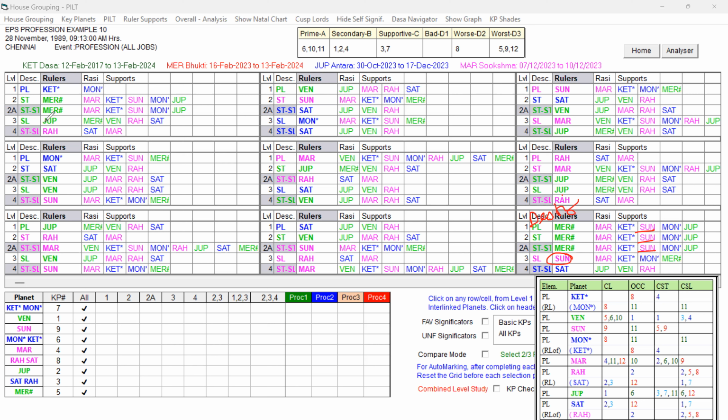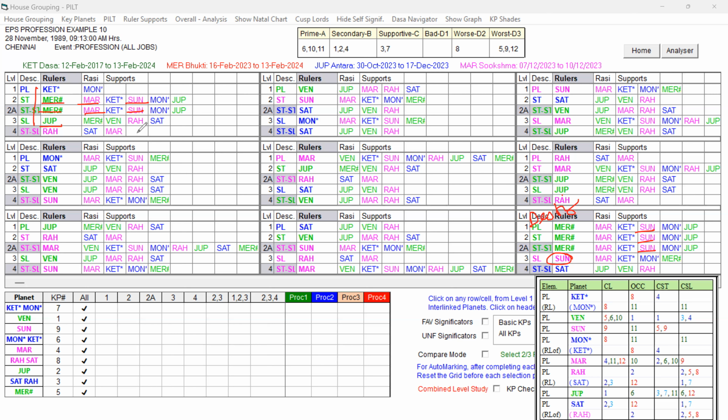Okay, now the Ketu Dasa we are checking. Ketu is in the star and sub of Jupiter. They are all favorable. Already discussed, Mercury is the primary cuspal sublord planet influenced by Sun and of course Mars.